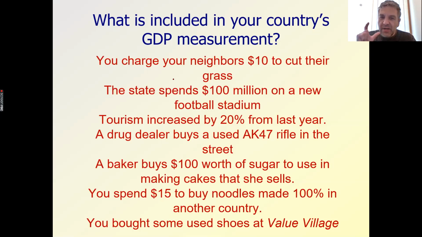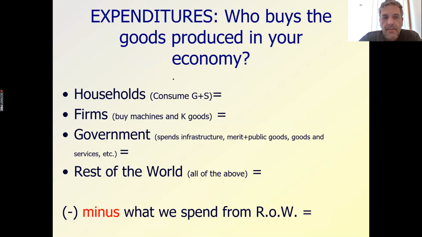So actually the shoes are not really counted in the GDP, but you're paying Value Village for that service, which is what you actually paid for, and that is what is counted in the GDP. It is what is on the receipt, a legal receipt of the transaction that you made in Value Village. Questions so far?